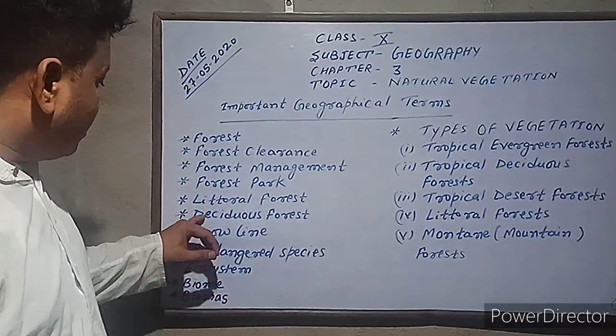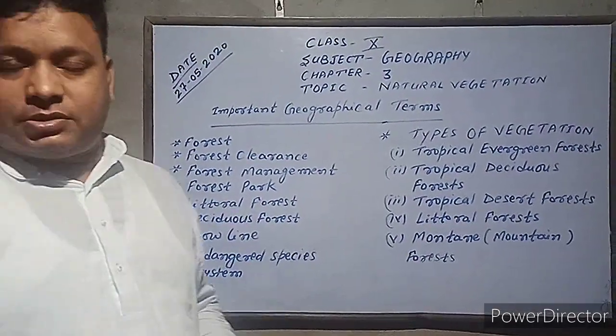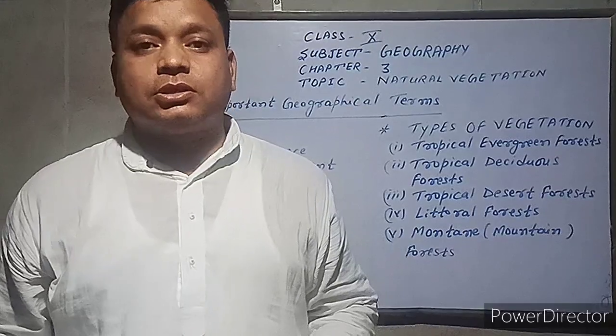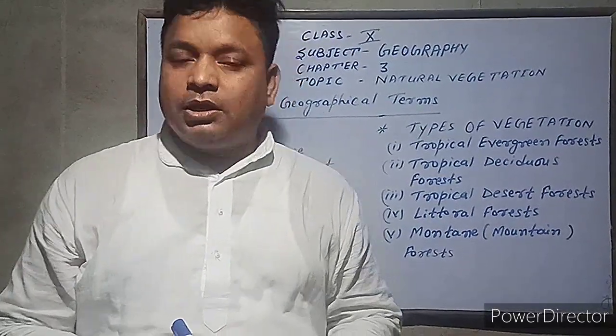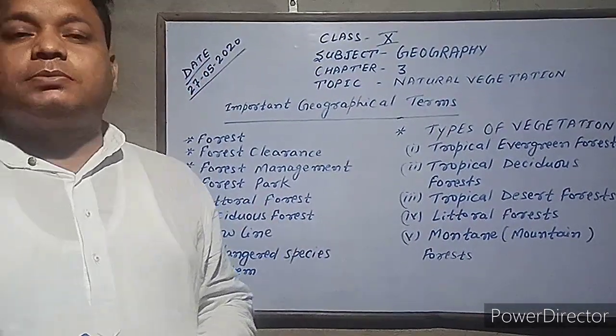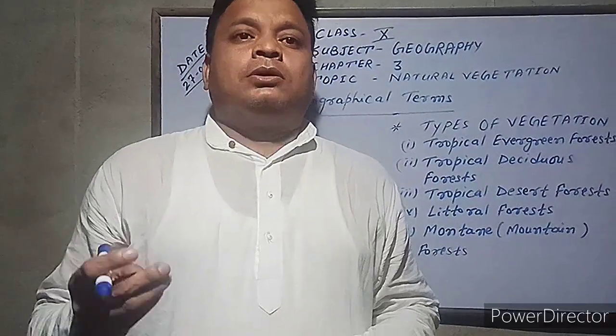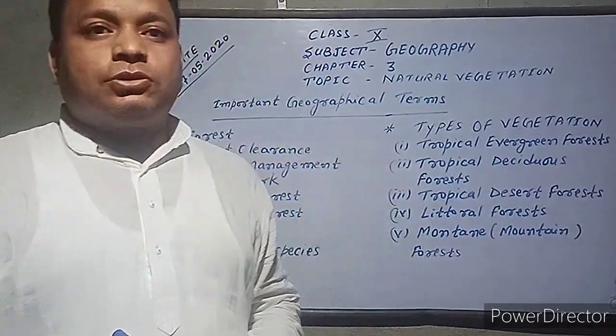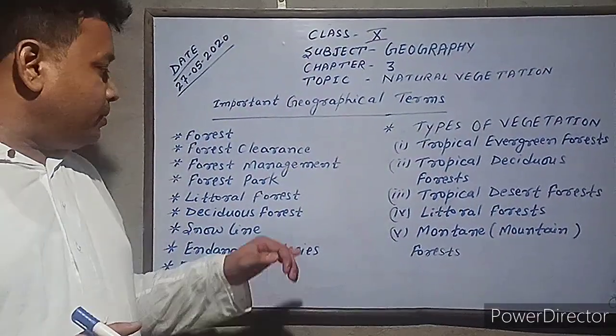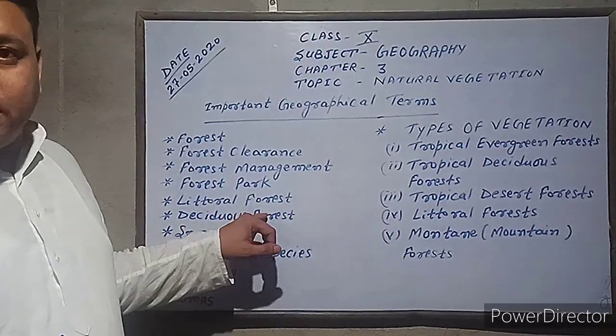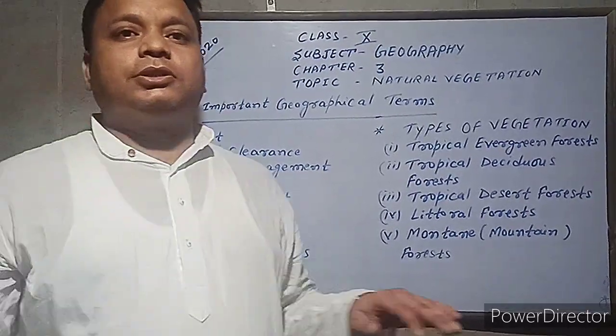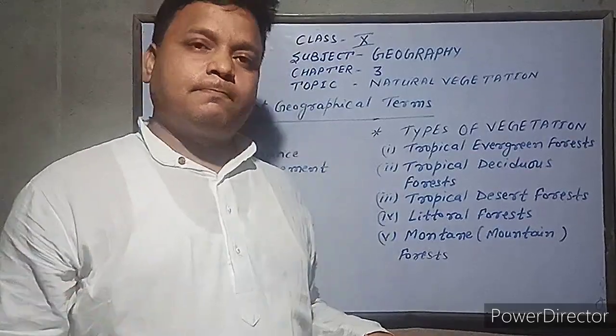Now next I am going to teach about deciduous forest. Deciduous forest is also known as a monsoon forest. These forest trees shed their leaves in the autumn season when they face scarcity of water. To survive the summer season, they shed their leaves every year.